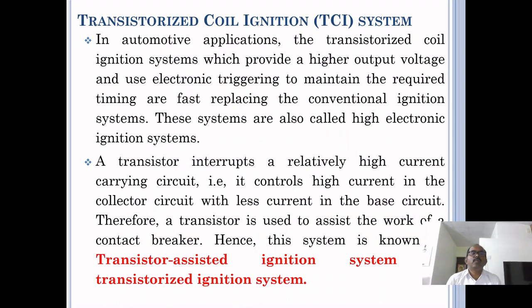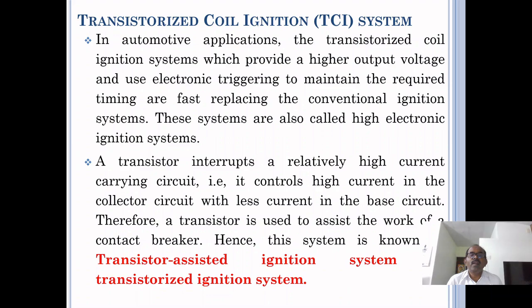Here we are going to discuss the transistorized coil ignition system. In automotive applications, the transistorized coil ignition system provides a higher output voltage and uses electronic triggering to maintain the required timing as fast, replacing the conventional ignition system. These systems are also called high energy electronic ignition systems.